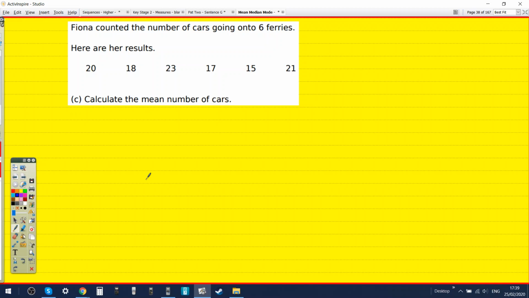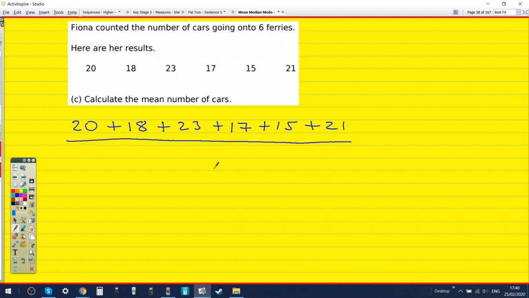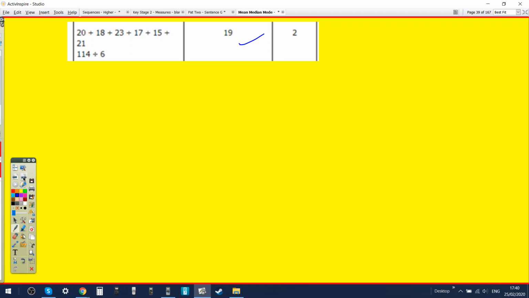Okay. So you have to do 20, add 18, add 23, add 17, add 15, add 21, divided by 6. 19. 19, is it? Yeah. 19 and 19. Well done, 2 marker.